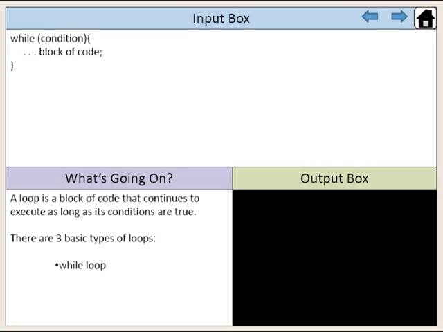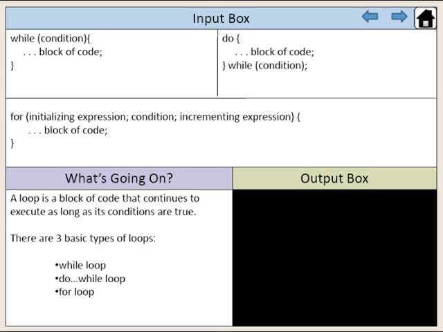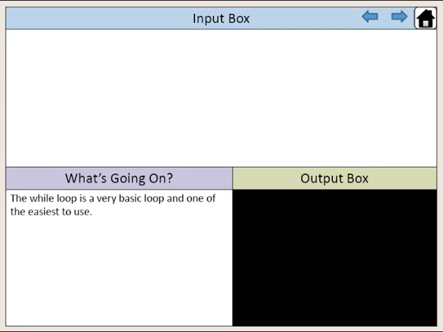the while loop, the do-while loop, and the for loop. The while loop is a very basic loop and one of the easiest to use.